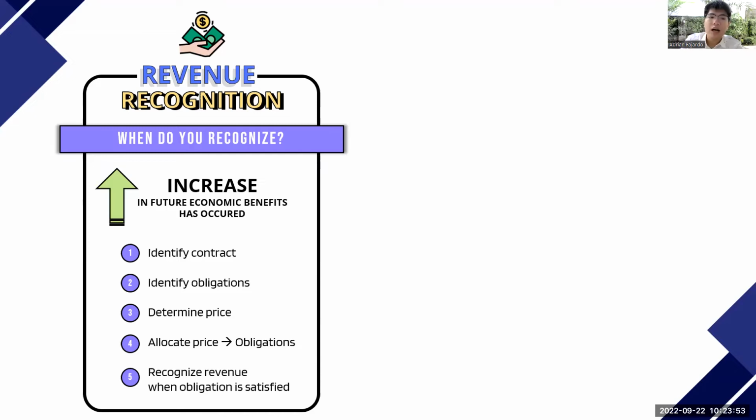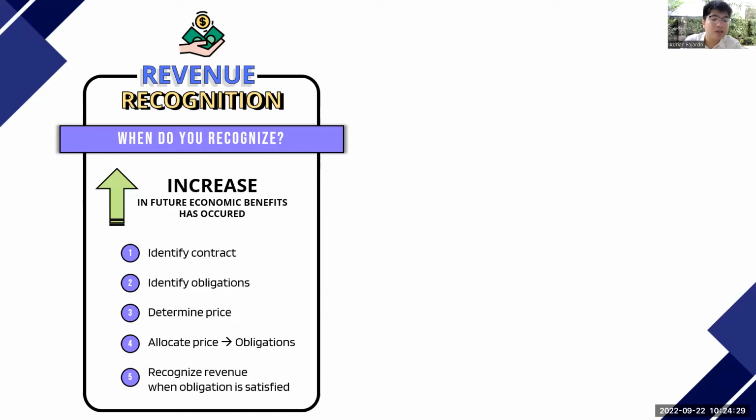For example, pumunta ako sa mall, punta ako sa Toby's, may nakita akong sapatos, right? There's a price tag there. So when I get it, there's an implied contract that I'm going to buy it for its price. So that's the first requirement. The second would be to identify the obligations of both parties. In the shoe example, my obligation is to pay them the money and their obligation is to give me the shoes. And then third would be to determine the price. So the price would be, let's say, 4,000.